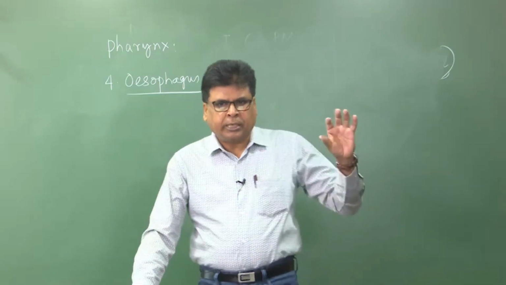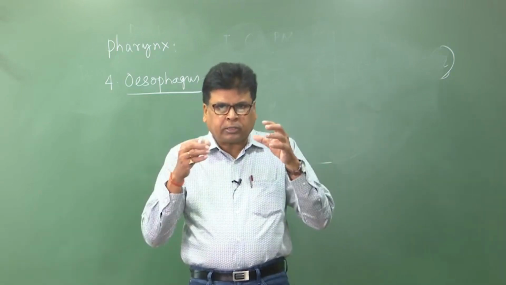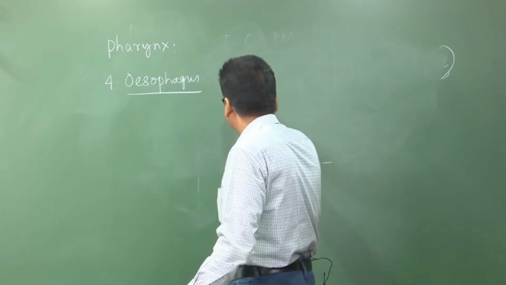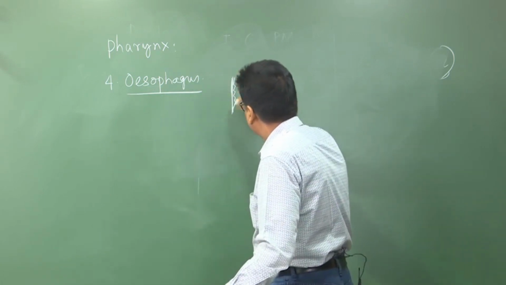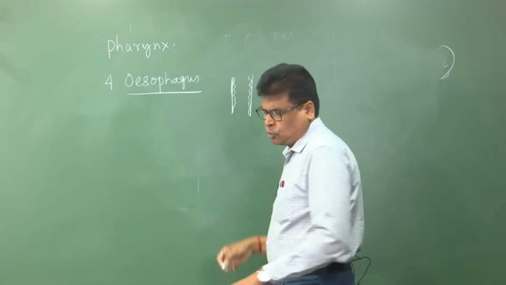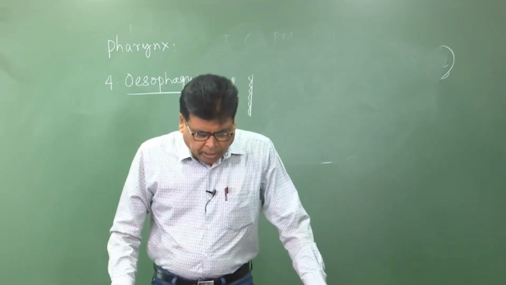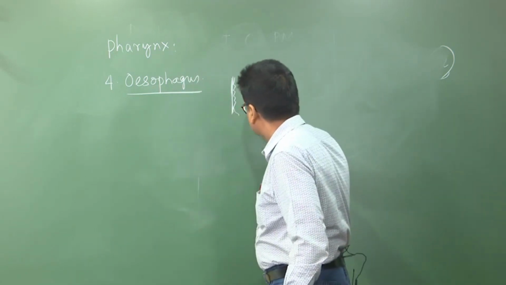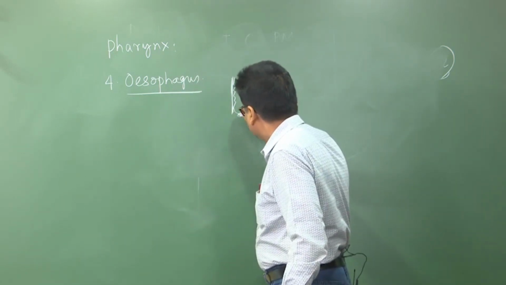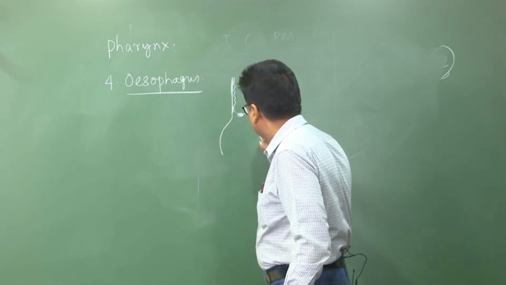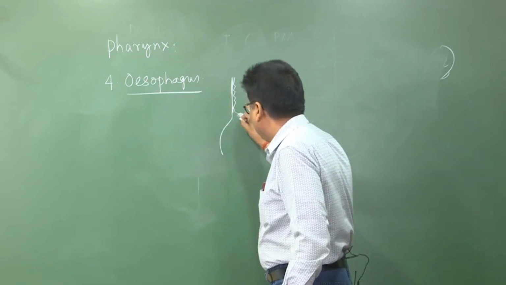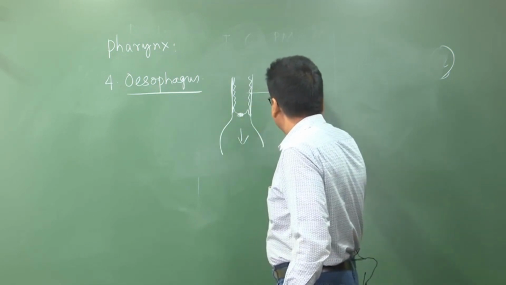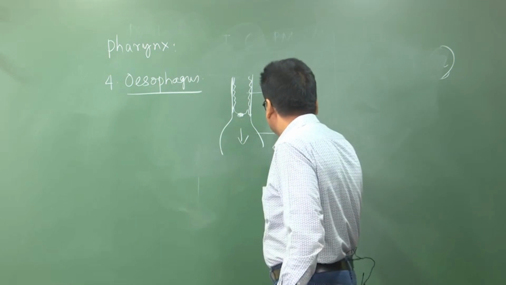In them what happens? The longitudinal folds converge. For example, this is the oesophagus, and this oesophagus has some longitudinal folds, and they converge at this point. At this point they form a sphincter-like structure. So this sphincter regulates the opening to the stomach, because this is the oesophagus and the oesophagus is followed by another part that is called the stomach.